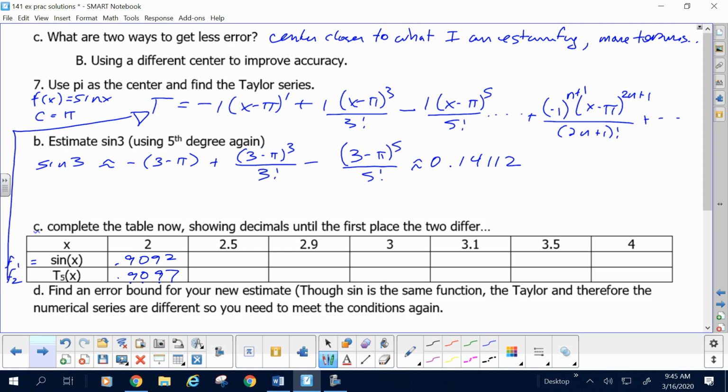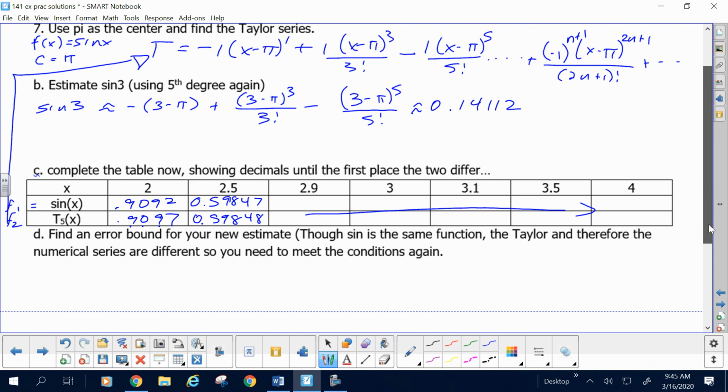And because it's centered at pi, as I got closer and closer to pi, the difference between the two got even smaller and smaller. So for example, here is 0.59847, whereas this is 0.59848. Now we're accurate through the 10,000th place, and they're different by 100,000. I continued that on here.